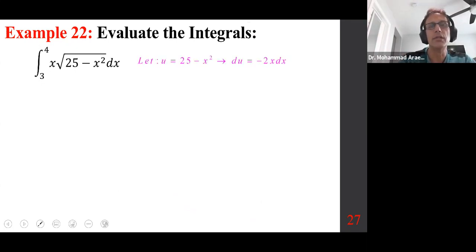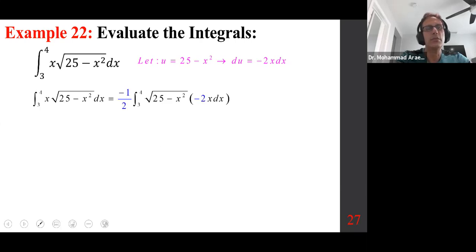u is 25 minus x squared. du is negative 2x dx. So notice negative 2 is missing when I put the x next to the dx. So I'm going to multiply and divide by it because it's just a number. And when I use the u, I'm not going to write the limits yet.